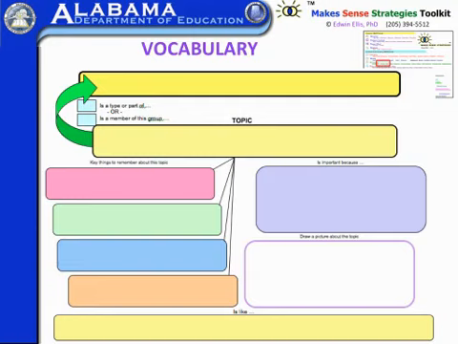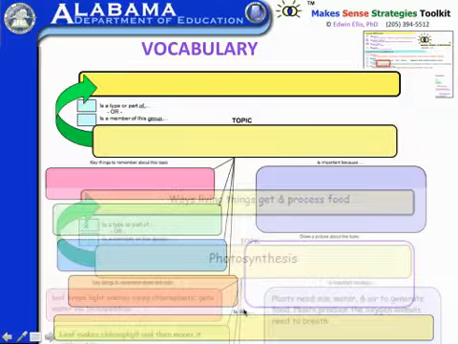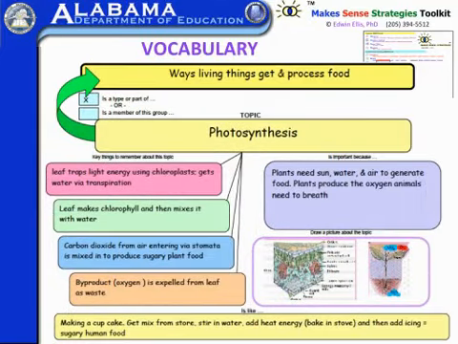And finally, the last prompt here is like a simile or metaphor: this term is like. Now here's an example of photosynthesis. And so it's the way living things get and process food. Actually, that should be plants.